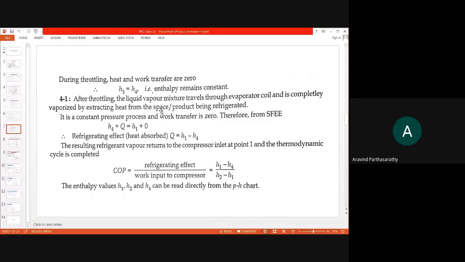Okay, so the refrigerant draws the heat from the space that we want to cool. So what happens, the Q comes in. H4 plus Q is equal to H1 plus W, and here W is equal to 0, as we do not give any work to the evaporator. So H4 plus Q is equal to H1 plus 0. So again from this formula Q is equal to H1 minus H4. Since heat is being received, it is positive, so the formula will be the same. So Q is equal to H1 minus H4.